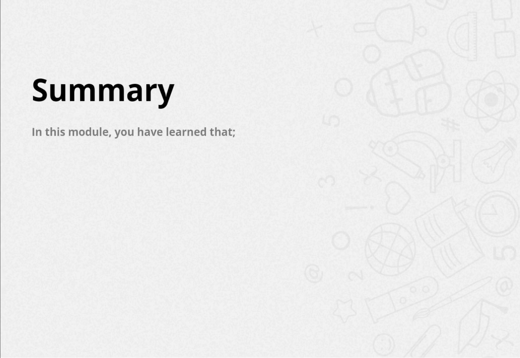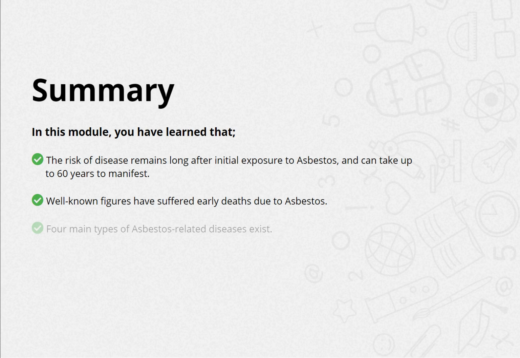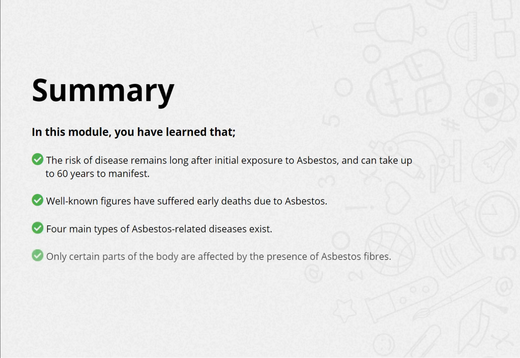Summary. In this module, you have learned that the risk of disease remains long after initial exposure to asbestos, and can take up to 60 years to manifest. Well-known figures have suffered early deaths due to asbestos. 4 main types of asbestos-related diseases exist. Only certain parts of the body are affected by the presence of asbestos fibers. Secondary exposure to asbestos holds a real risk.